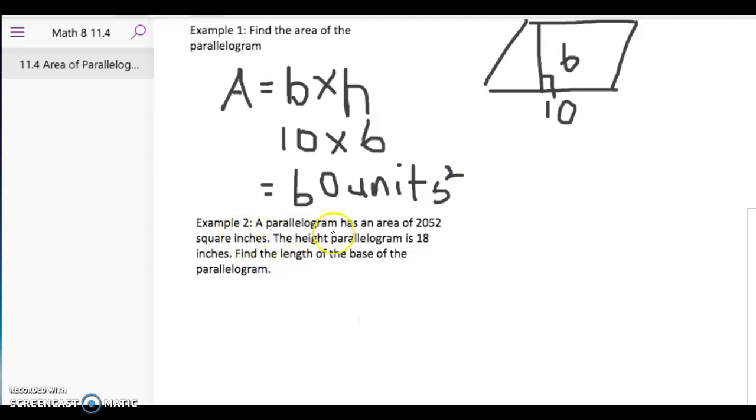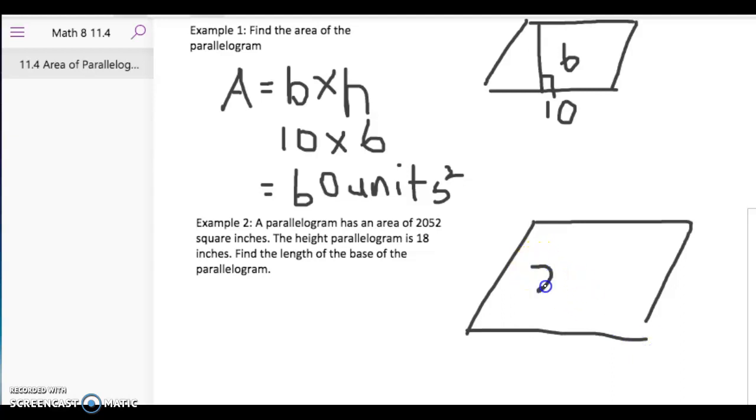Now suppose I have a parallelogram and it has an area of 2,052 square inches. The height of the parallelogram is 18 inches, and you're to find the base. So let me draw this out. Here's a parallelogram with an area of 2,052 units, and the height right here is 18 units. So what can we do to find the base?